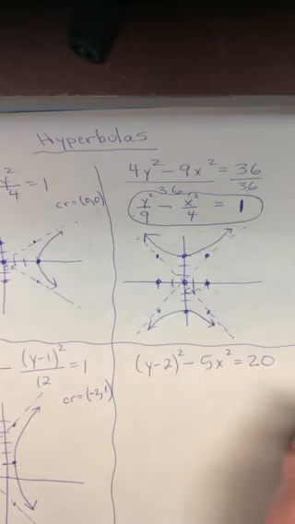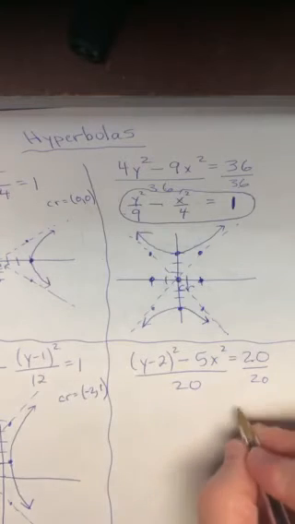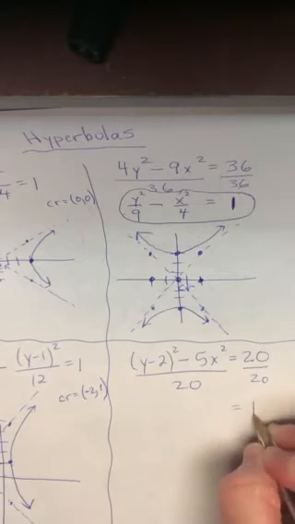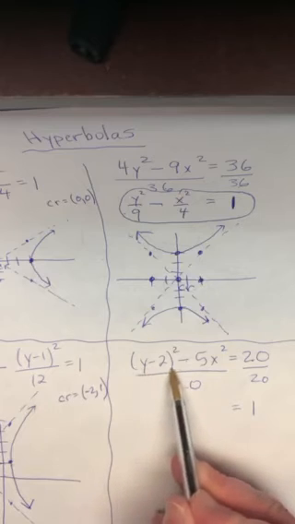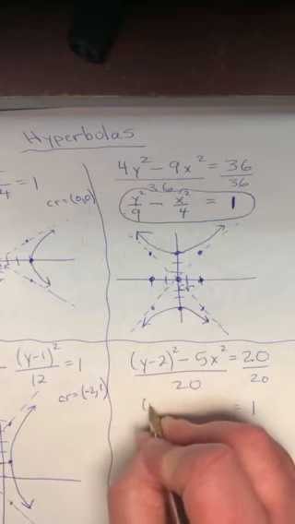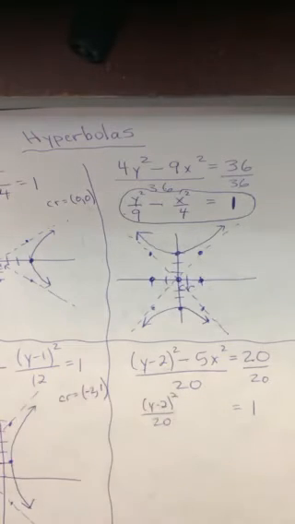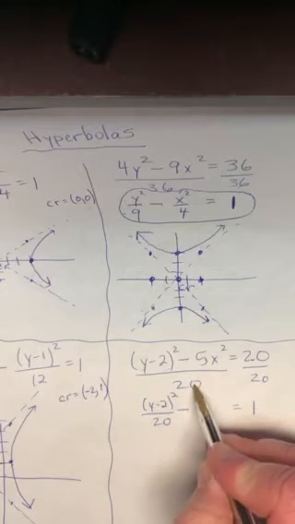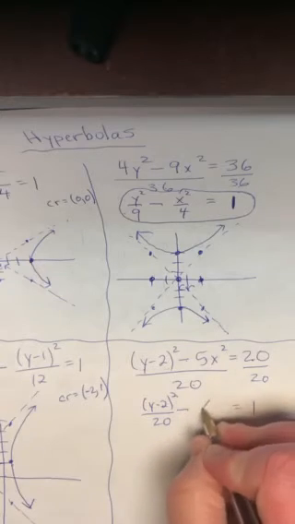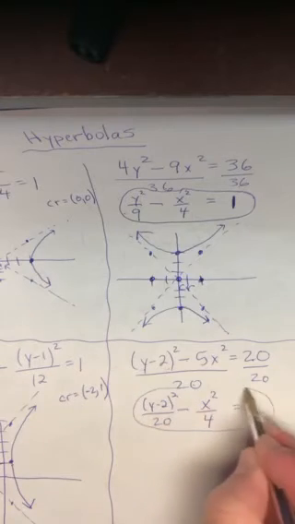We want this to equal 1, so I'm dividing both sides by 20. On the right, 20 divided by 20 is 1. On the left, guys, this first parenthesis doesn't have a number in front of it, does it? So that'll just stay (y minus 2) squared over 20. I'm dividing the whole side by 20. Minus, and then you got a 5 over 20. Doesn't 5 over 20 reduce to 1 over 4? So we've got x squared over 4 for the second fraction. There, it's in standard form.